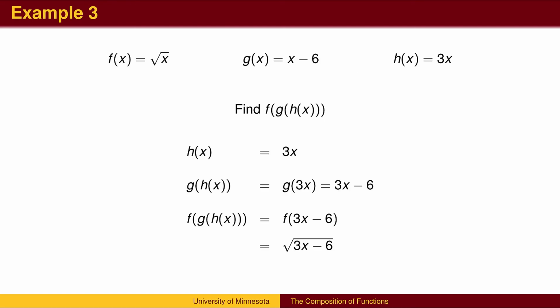Here's another example. As in all examples, to find the composition of two functions, use the output of the inner function as the input of the outer function. We can compose as many functions as we like. F of g of h of x will be the function that multiplies by 3, then subtracts 6, then takes the square root.